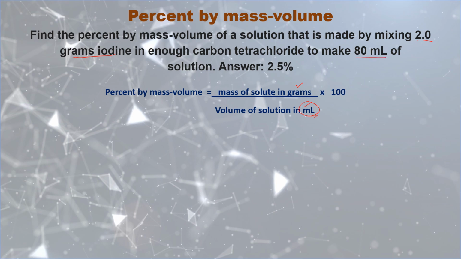So if we are now going to solve, percent W over V is equal to the mass of solute, 2 grams, divided by the 80 milliliters of the solution times 100. So 2 divided by 80 times 100, the answer will be 2.5%.